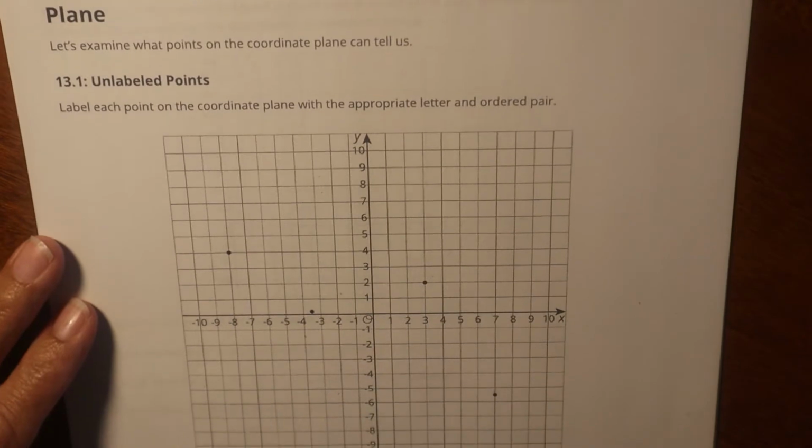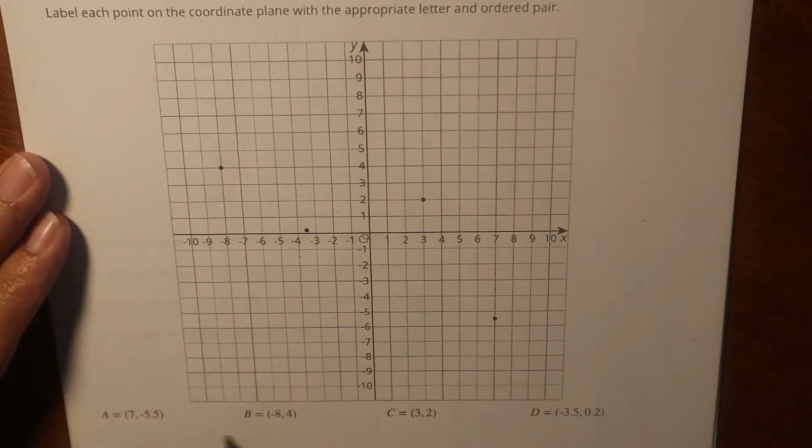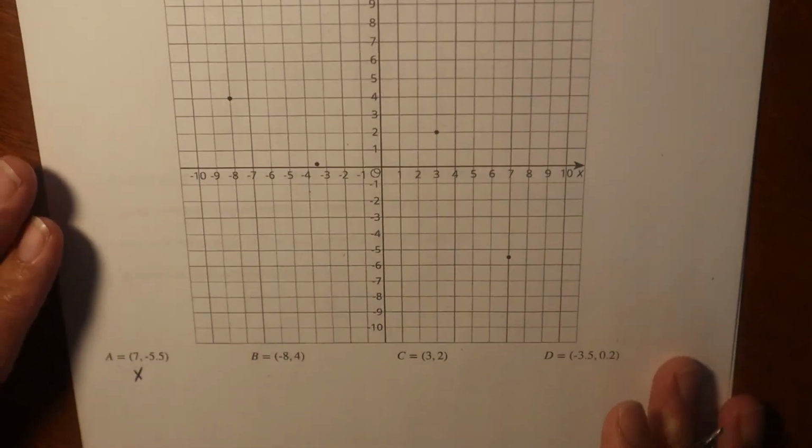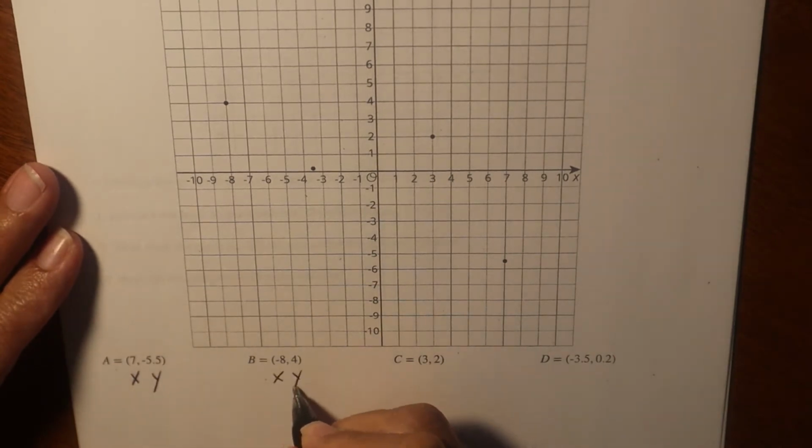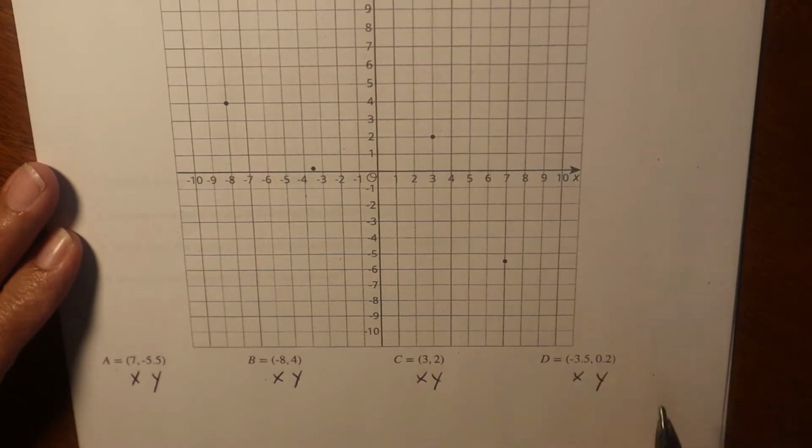So down below the plane, let me move up a little bit, you'll see 4 points. We have point A, point B, point C, and point D. Quick reminder, the first number in an ordered pair is always your X coordinate, and the second number in an ordered pair is always your Y coordinate. So I'm just going to quickly go through each of my ordered pairs and put an X and a Y underneath the right number to match up with the right ordered pair.